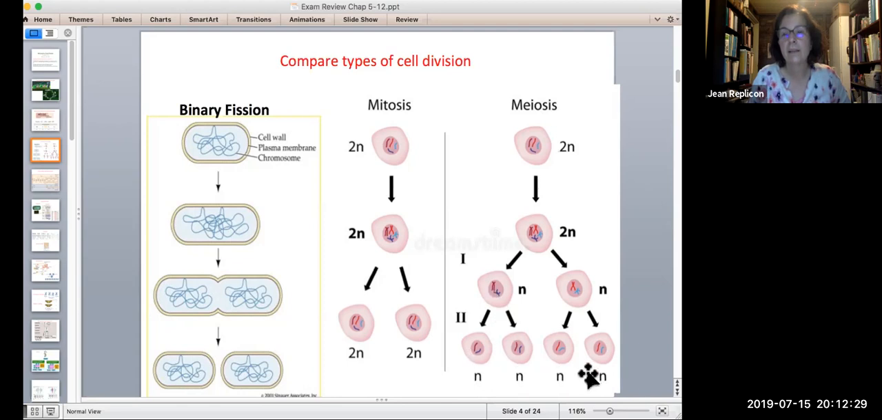So in the end, with meiosis, we have 4 cells that result, and they're haploid. And they're not identical to the cell that produced it. They actually have some of the genetic material, but not all of the genetic material. So there's 2 cytokinesis events, 2 dividing of the cells.